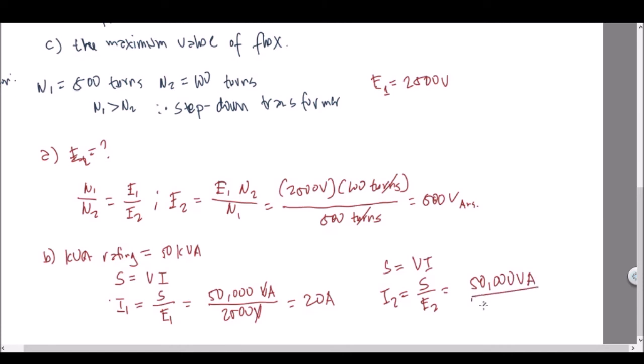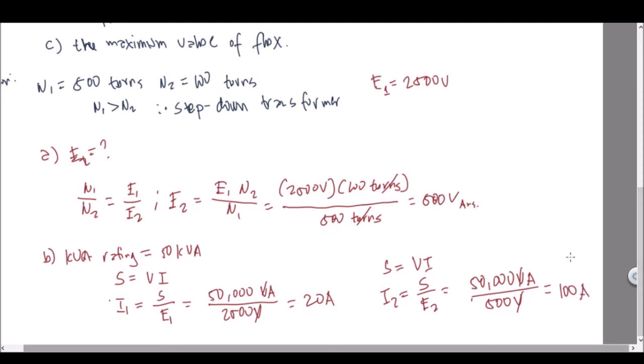Then 50,000 volt-amperes all over the secondary voltage, which is 500 volts, as we have solved earlier. So the volts cancel, and that will be equal to 50,000 divided by 500, which is 100 amperes. So you have now your secondary and your primary full load current.